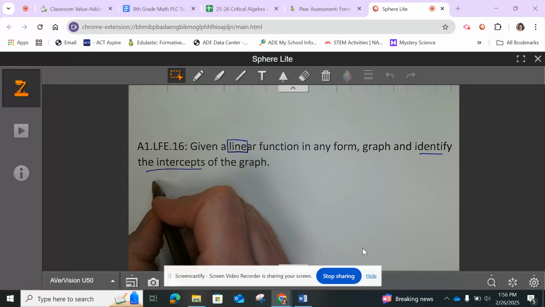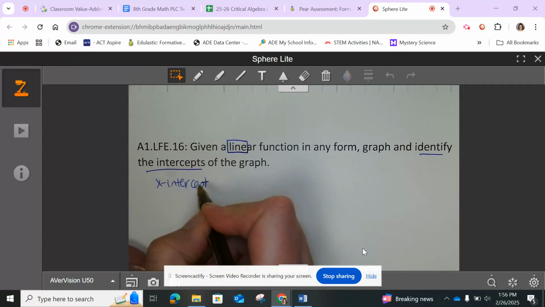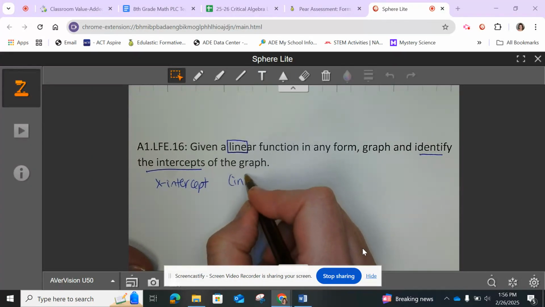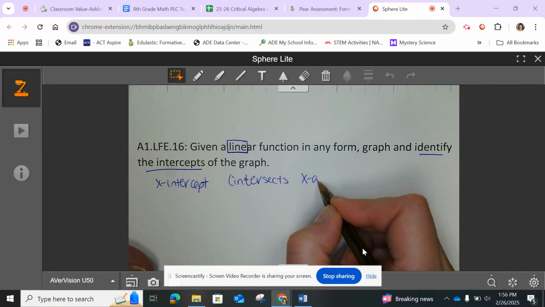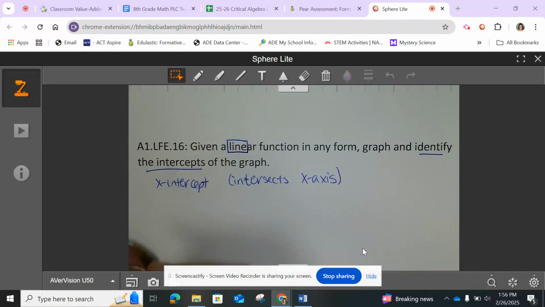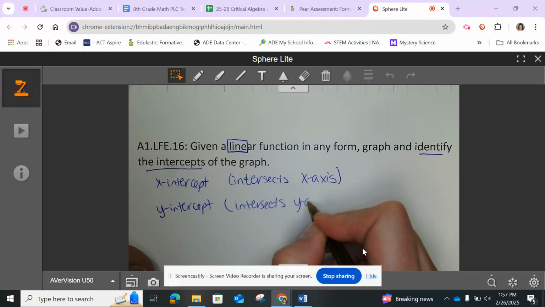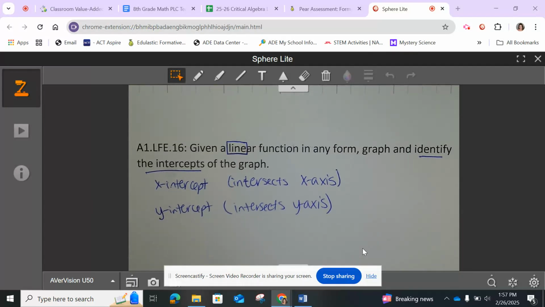So when we say the intercepts, we're going to have two of them. We're going to have an x-intercept. And what we're looking for here is where does it intersect the x-axis. For the y-intercept, yes, we're looking for where does it intersect the y-axis. So we can do this a couple different ways, and that is where it comes into play of any form.